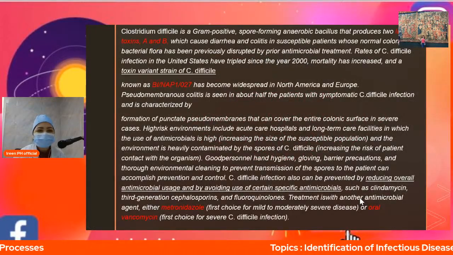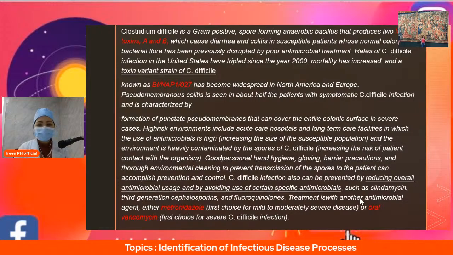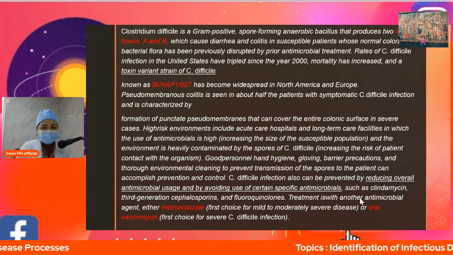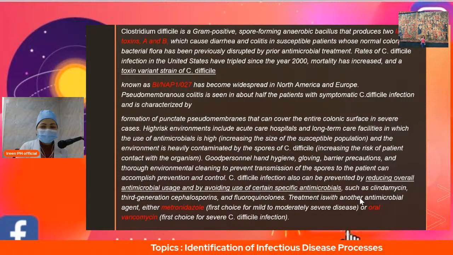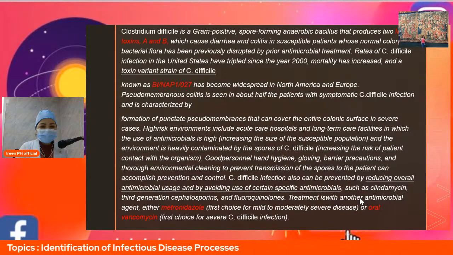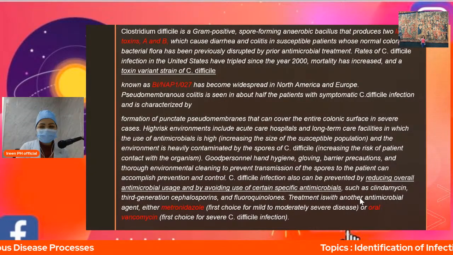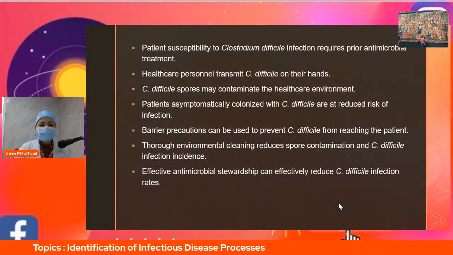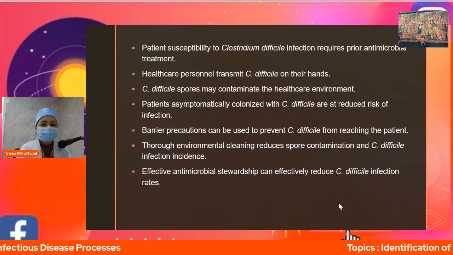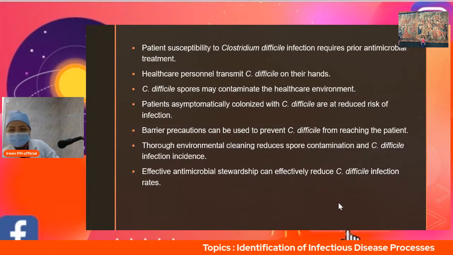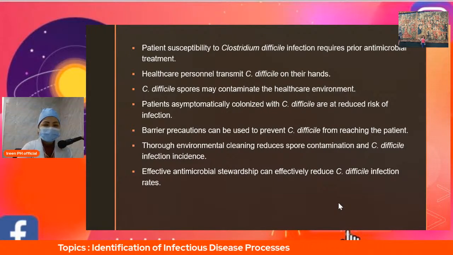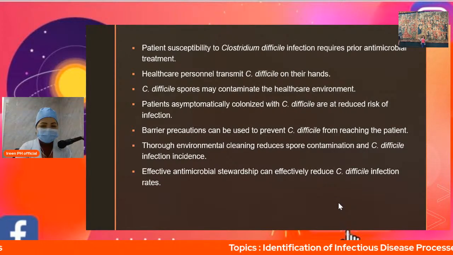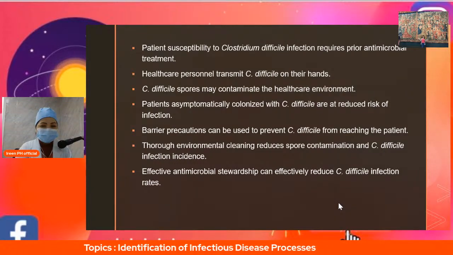Okay. Clostridium difficile is a gram-positive, spore-forming anaerobic bacillus that produces two large toxins, A and B, which cause diarrhea and colitis in susceptible patients whose normal colonic bacterial flora has been previously disrupted by prior antimicrobial treatment. Patient susceptibility to Clostridium difficile infection requires prior antimicrobial treatment. Healthcare personnel transmit C. difficile on their hands. Spores may contaminate the healthcare environment.